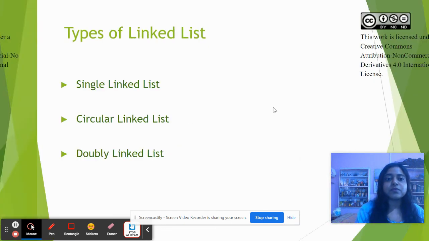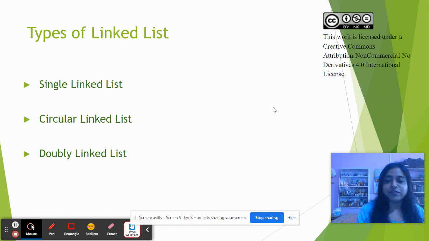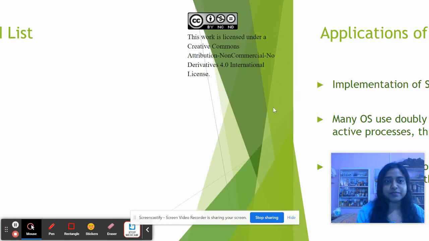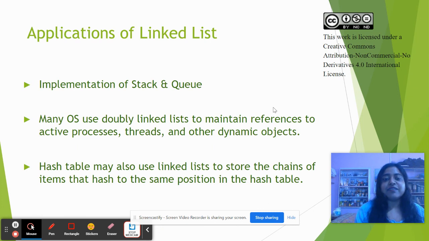Okay. So these are the types of linked list. We have single linked list, circular linked list, and double linked list. Linked list has several applications. Linked list can be implemented in other two types of data structures we know, which are familiar, the stack and queue. One is last in first out, and the other is first in first out data structure.